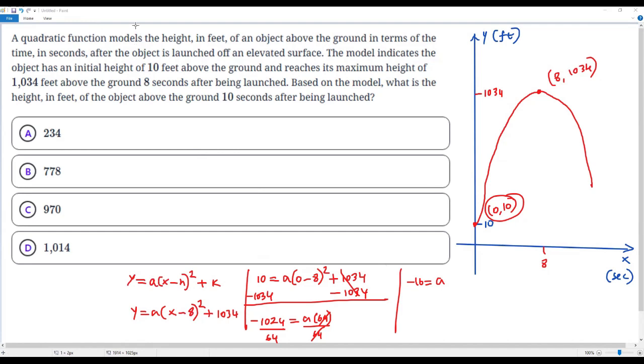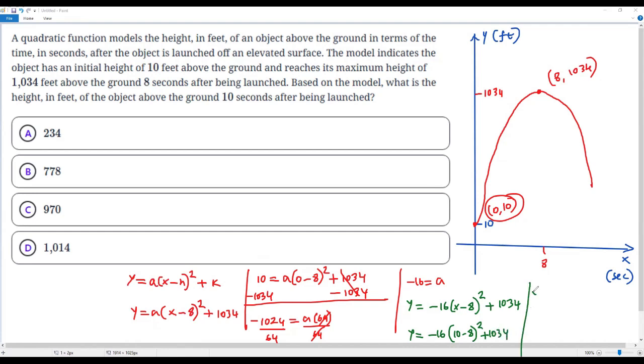Now we can plug in the value of a in this quadratic function. Then we have y equals negative 16 times (x minus 8) the whole square plus 1034. Our aim is to find the height of the object 10 seconds after being launched. That is, we have to find the value of y, the height of the object, when the time is 10 seconds. That is, the value of x is 10. So let's plug in 10 for x over here. Then we get y equals negative 16 times (10 minus 8) the whole square plus 1034.